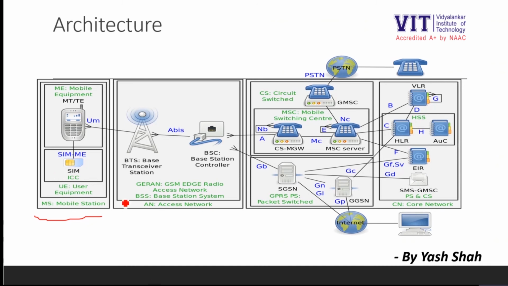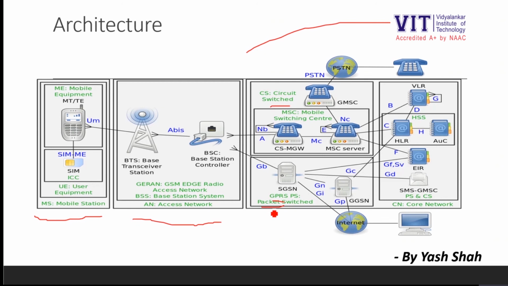The second section is the access network. The access network comprises base stations. Base stations are transceivers that can receive and transmit signals. The very important section is the third section, which has two parts. One is circuit switched and the other is packet switched. The circuit switched network helps in telephonic communication, whereas the packet switched network helps in data communication, which is done using GPRS.